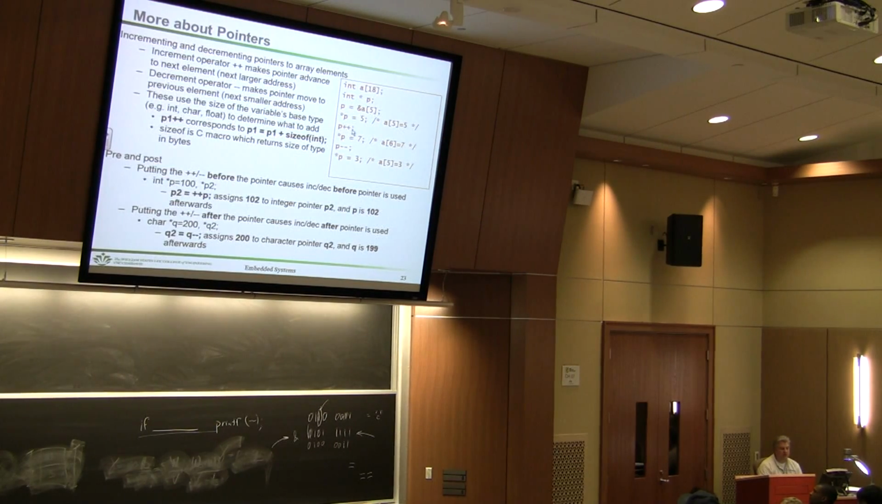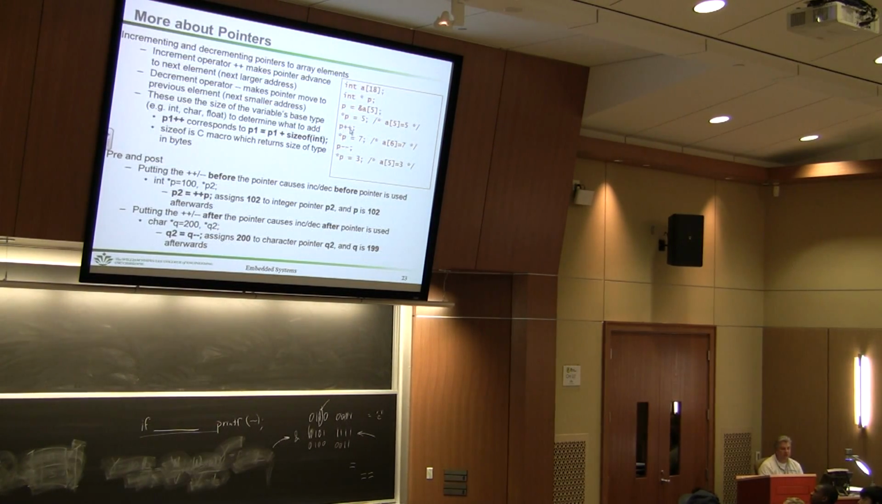So when this increment is done right here, it will add 2 to the value of P. And by the way, when you do this decrement, you're going back to A5. When you do the decrement, you're going back by 2 as well. This is another slide that you should understand, how it operates with respect to pointers.